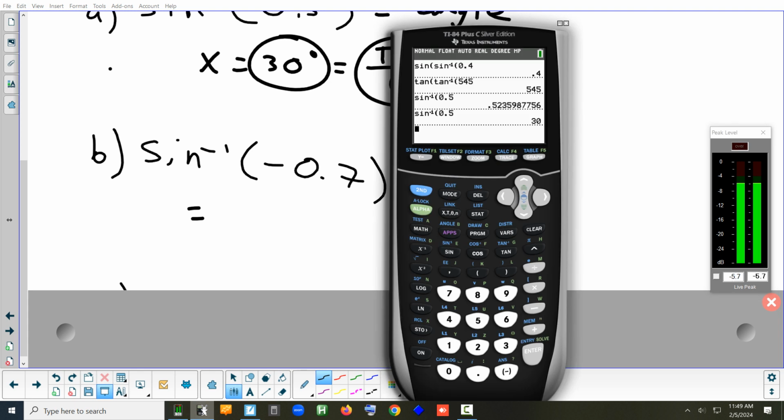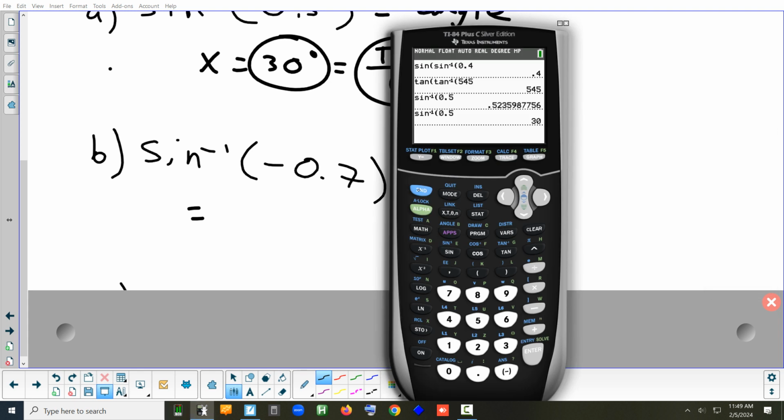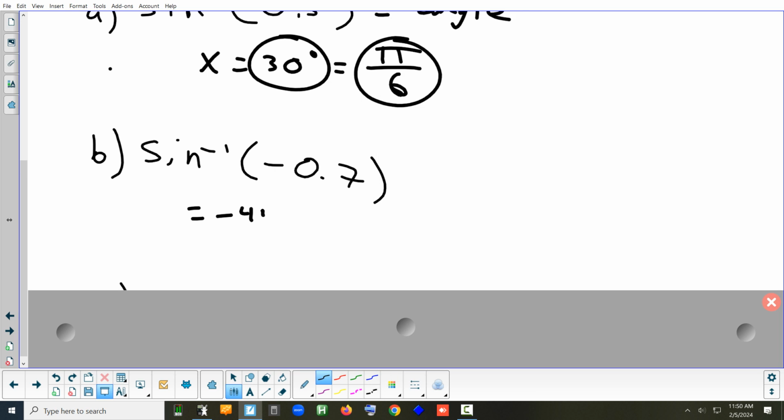Okay, so inverse sine of negative 0.7. Negative 44.42704. So you got an answer. Yes, I have it in degrees. Okay. What does this number have to be between to make sure we even get an answer? Yep. It had to be between negative 1 and 1, and it is. So you will get an answer. It's about negative 44.43. Since it doesn't come out nice in degrees or radians, I'm just going to do degrees.